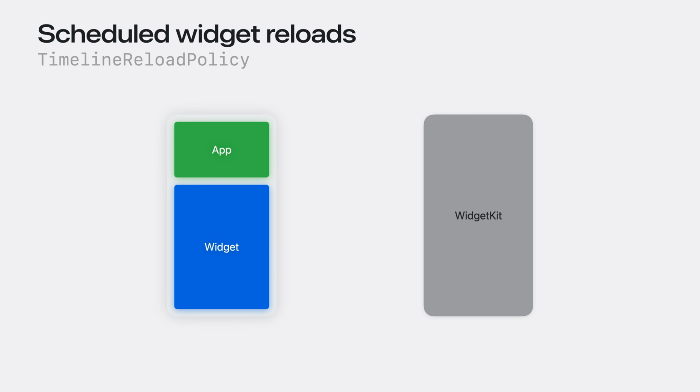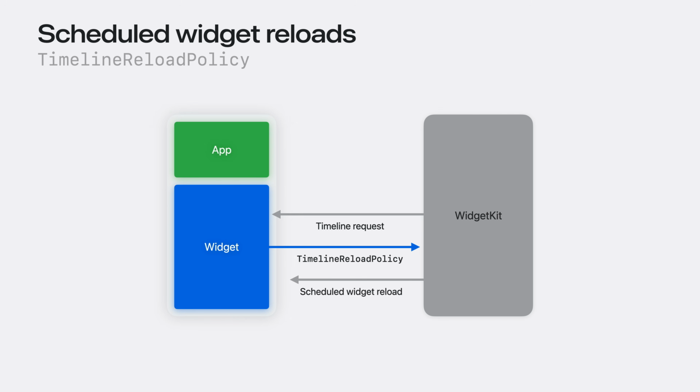In this diagram, on the left I have my app bundle, which contains my app as well as my widget extension. On the right side, I have a box representing WidgetKit. When a widget is configured on a device, such as on the iPhone home screen or on a watch face, WidgetKit requests a timeline from the widget extension. The extension responds with a widget timeline, which includes a timeline reload policy. WidgetKit uses this to determine the next appropriate time to reload that widget.